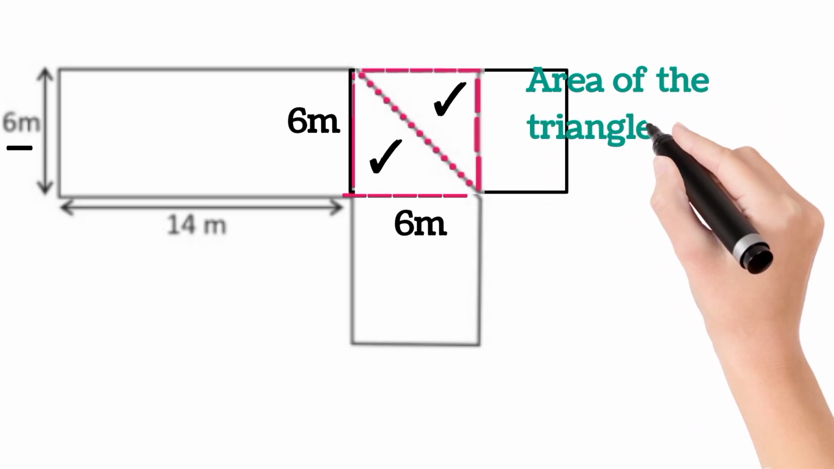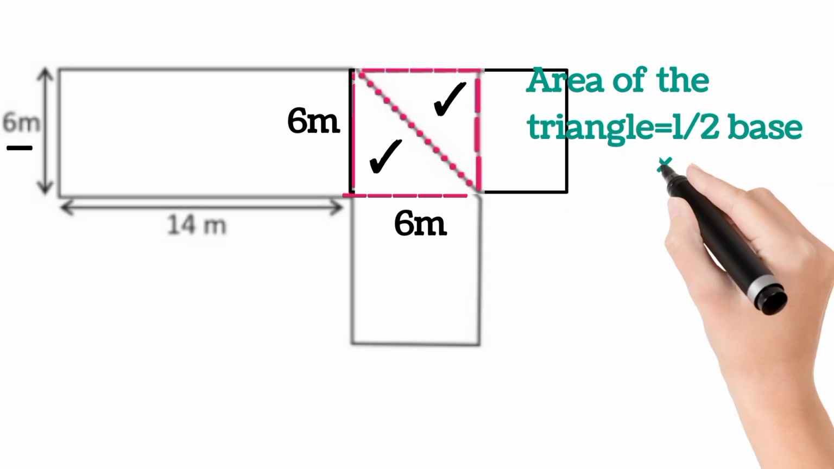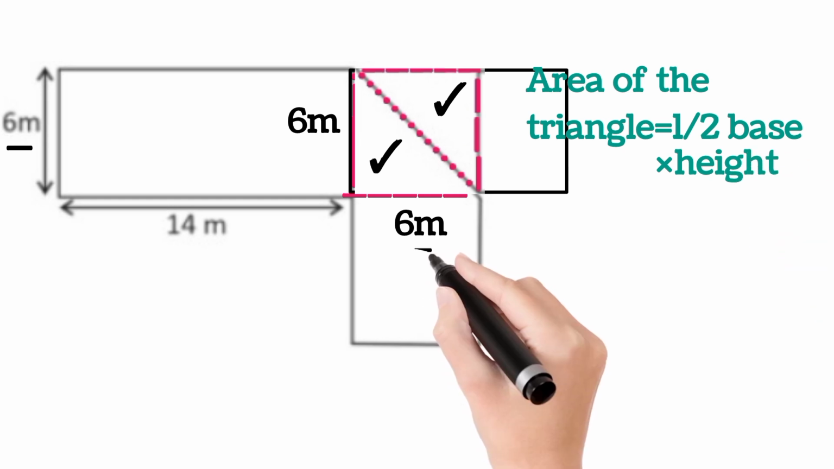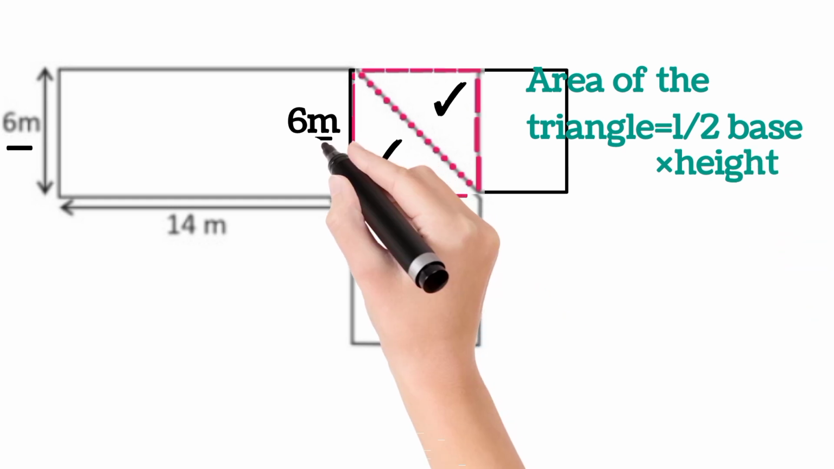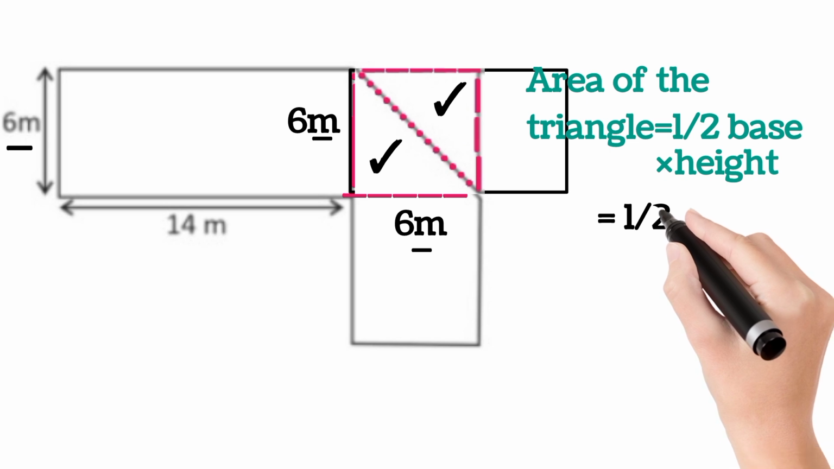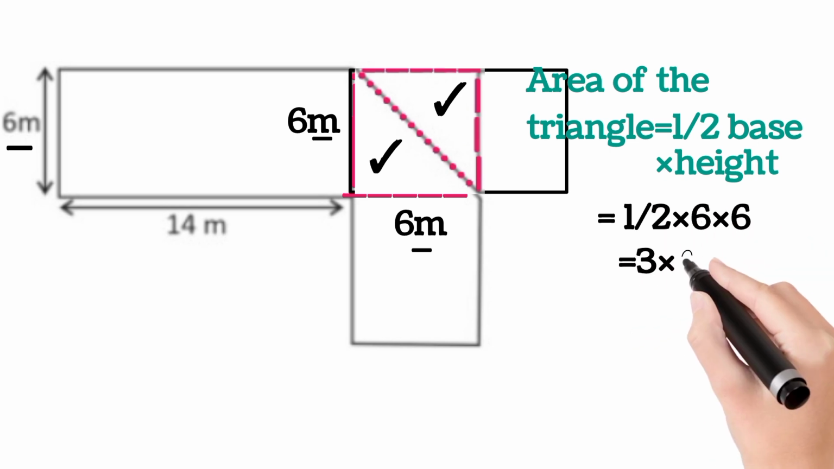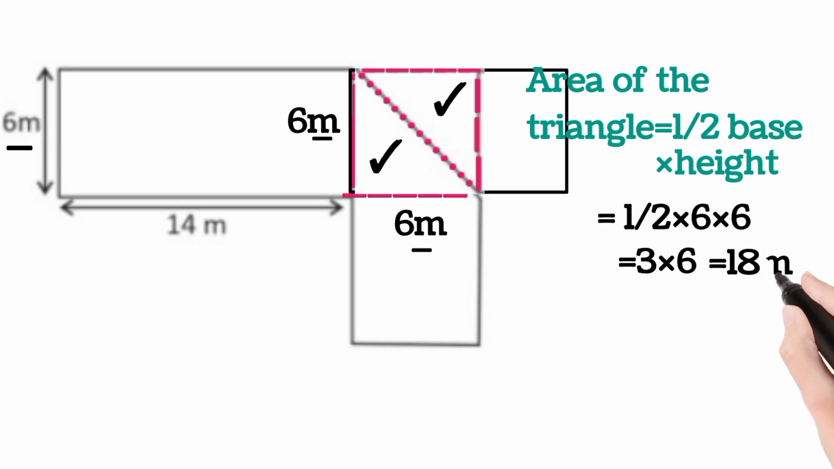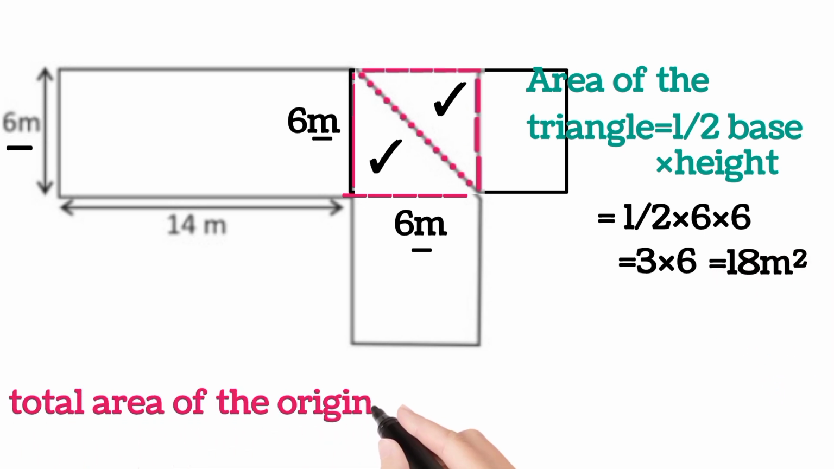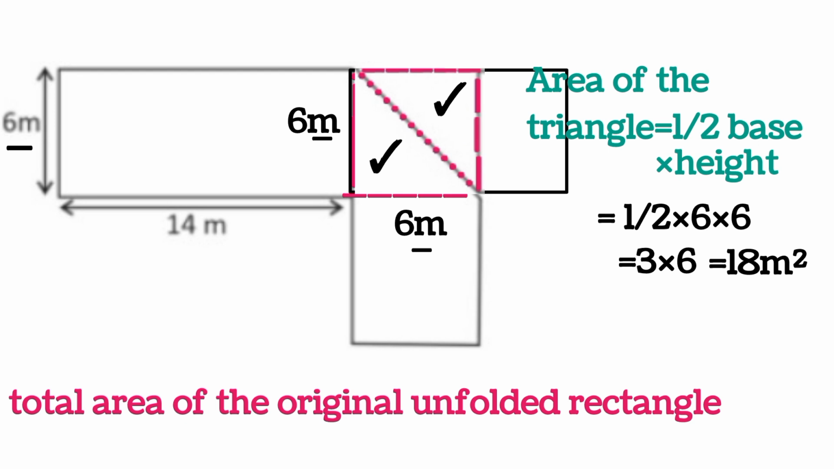So the area of a triangle, we know, is 1 by 2 base into height. Now the base of the triangle is 6 meters and the height is 6 meters. So this will become 1 by 2 into 6 into 6, or this can be written as 3 into 6, that is 18 meters square. So the total area of the original unfolded rectangle will be the area that is given plus the area that is overlapped. So that is 144 plus 18, which is 162 meters square.